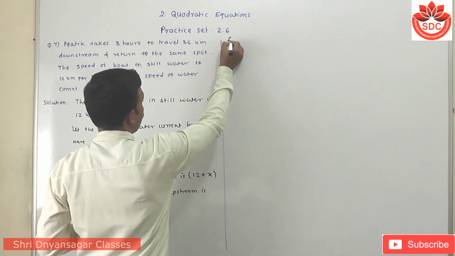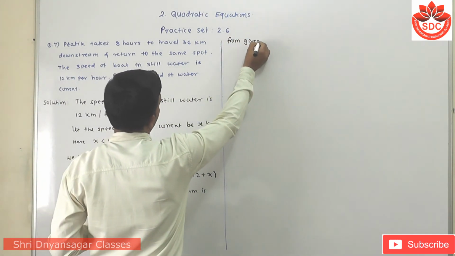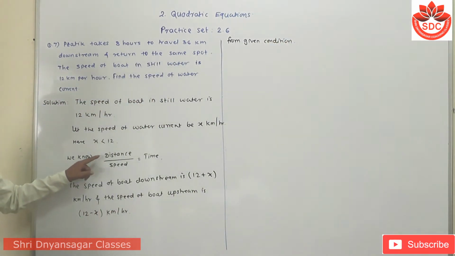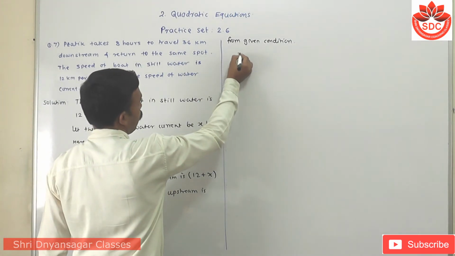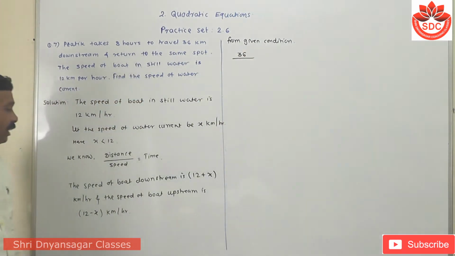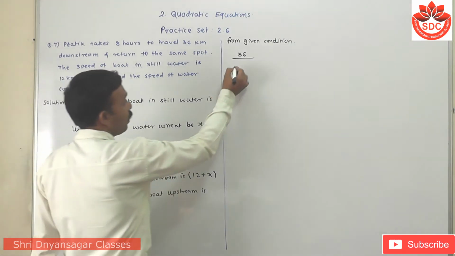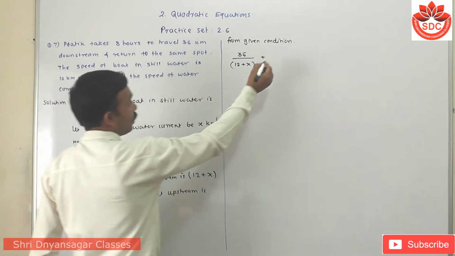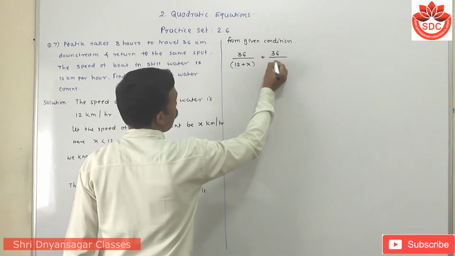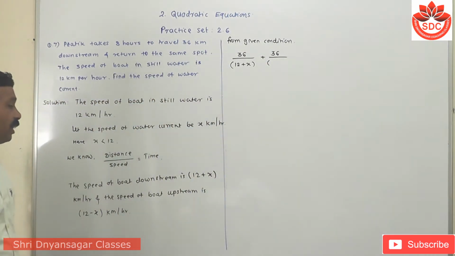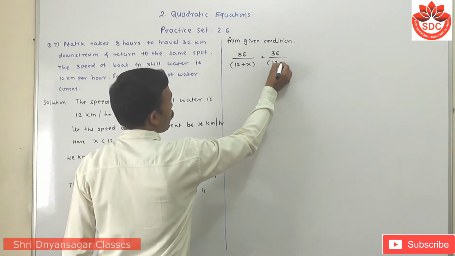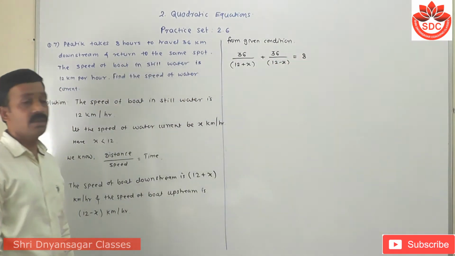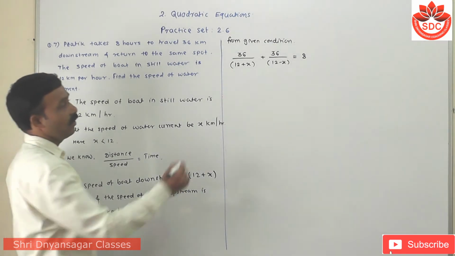Therefore, from the given condition, the distance is 36 km travelled by the boat, and at that time the downstream speed is 12 plus x. Plus, on the return the distance is again 36, and the upstream speed is 12 minus x. Total time required is 8 hours, so it is equal to 8. Now first I have to find the LCM.